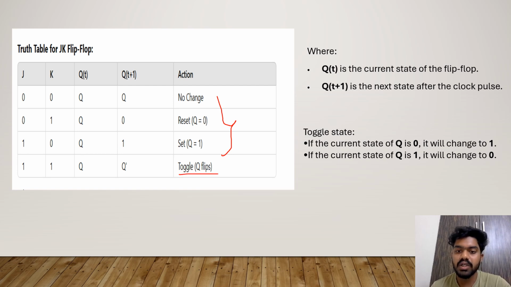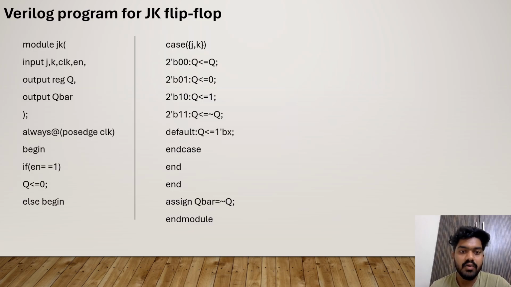Okay, what do you mean by toggle condition? If the current state of Q is 0, when the toggle condition occurs, it will change to 1. And when the current state is 1, when the toggle condition occurs, it will change to 0. And next, writing a Verilog program for the JK flip-flop.